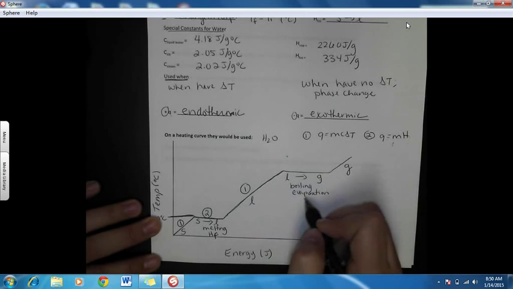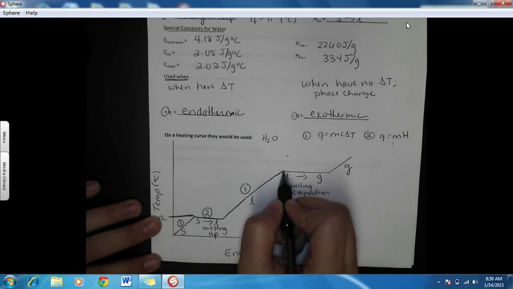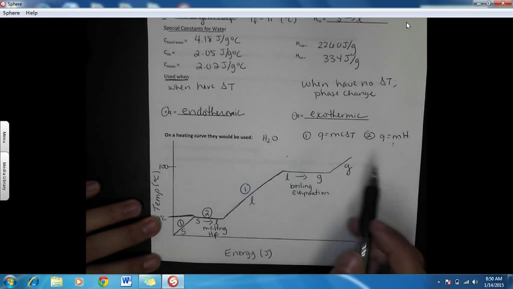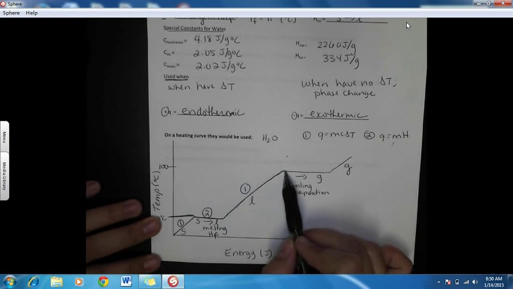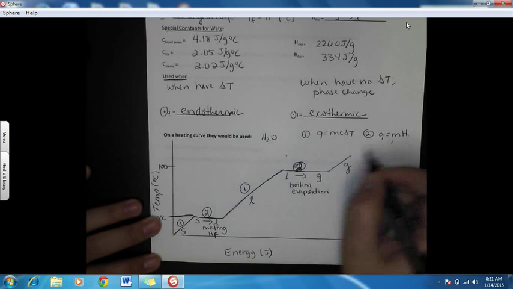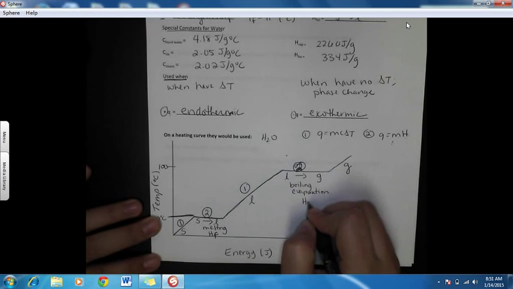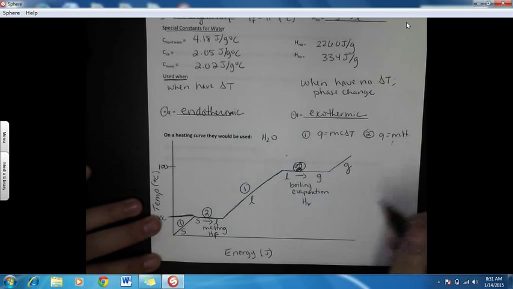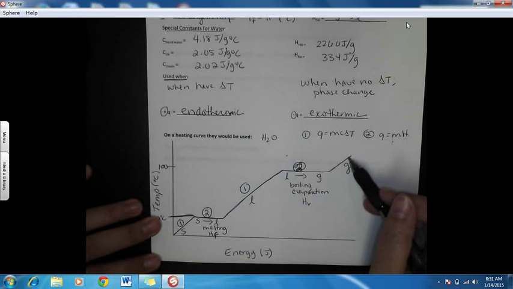Right? And so again, since we have no delta T, it's flat, right? And to review, this occurs at 100 C for water. So we're boiling, and we're going to use then the equation Q equals mass times the heat of phase change. So this is the second equation. And in the second equation, in this case, since this is vaporization, we're going to use HV. Vaporization to make into vapor, right? And so finally we have a change in temperature of our gas, and so we're going to use equation 1.